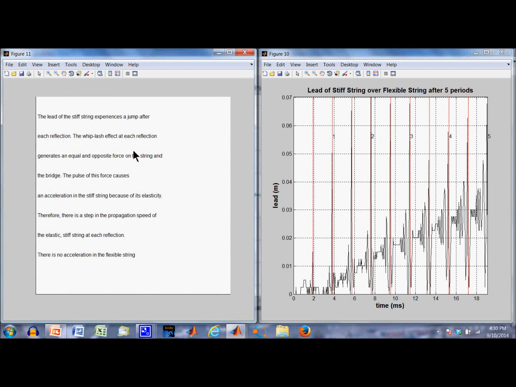And it's a whiplash. As you saw when we had the time domain simulation a few moments ago, there's a whiplash effect at each reflection. And this is resulting in an equal and opposite force on the string and on the bridge. And this force on the string causes an acceleration in the stiff string because of its elasticity. There is no acceleration in the flexible string because the flexibleness of the string means it does not respond to the external forces when the reflection takes place.